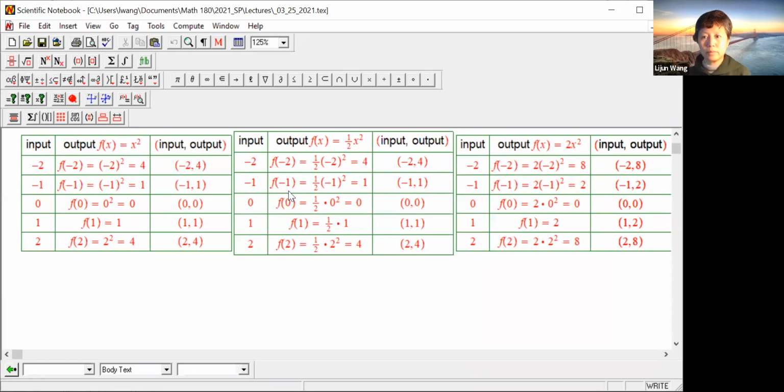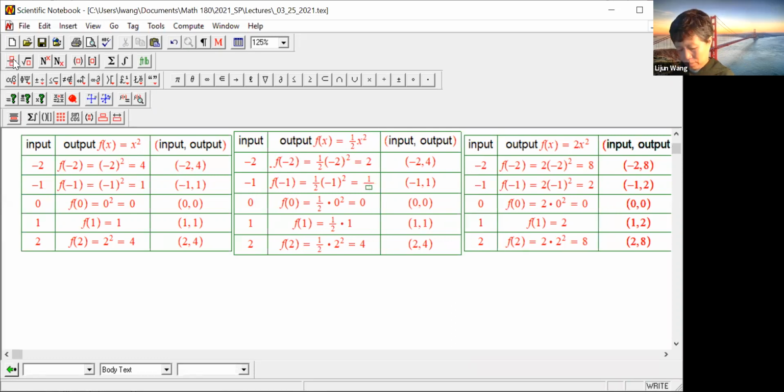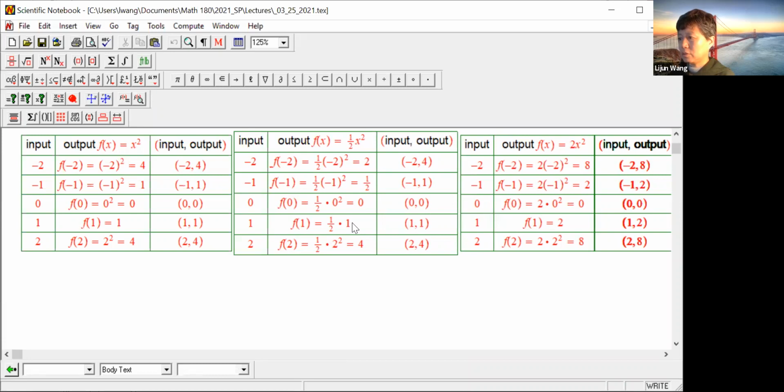And there's a consequence. I did not change the input. So this is going to be 2. And this is going to be half, isn't it? And that's still 0. And that is still half. That is half. And this is going to be 2. So what do we see? In one case, the output is doubled for the same input. In the second case, for the same input, the output is halved.